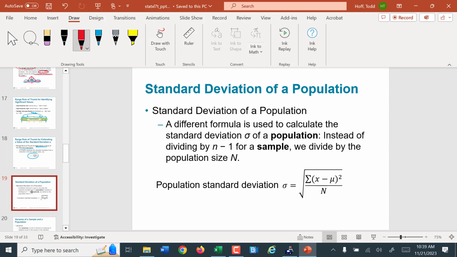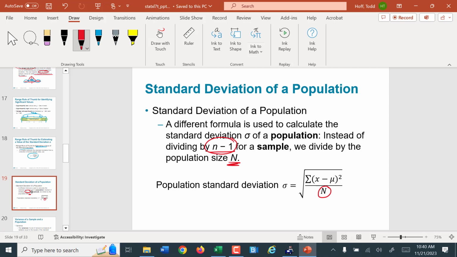Now, standard deviation of the population we mentioned is slightly different. Everything in the formula is exactly the same except for right here. For a sample, it was a small n, which is the size of the sample, minus 1. For a population, it's a capital N, which is the number of items in the population, and there is no minus 1. We'll talk about why we do just n for a population and n minus 1 for a sample later on in this slideshow, but it comes down to degrees of freedom.